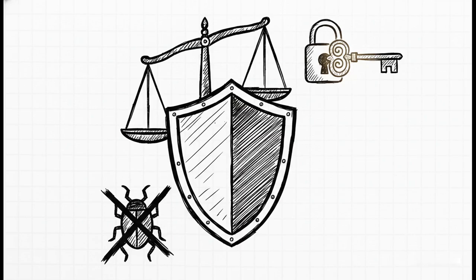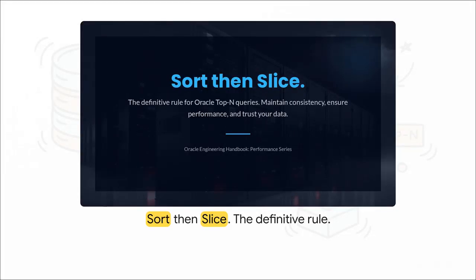Oh, and as a quick pro tip, remember to utilize the WITH TIES clause if your business logic requires you to handle matching values at the very end of your list. Here is the grand finale mantra you need to remember. Sort, then slice. This is the definitive rule you must take back to your desk to maintain absolute consistency and actually trust the data your databases are outputting. Sort your data, then slice your data. Never, ever the other way around.